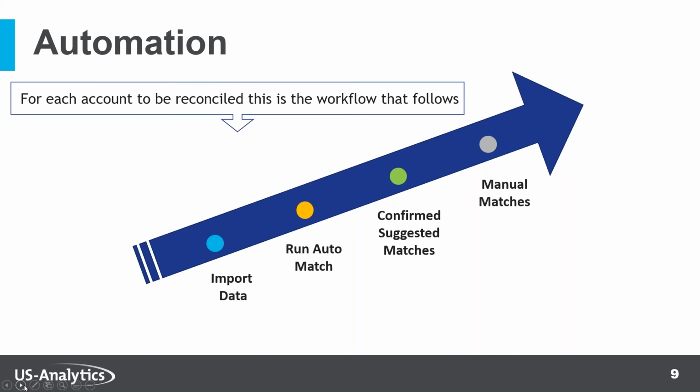For each account that's to be reconciled, it follows this workflow. You import the data, you kick off your auto matching, then you confirm everything that the system automatically matched for you, as well as look at the suggestions that it makes, and you can manually approve or reject suggestions, make adjustments, and then submit it. And then it can get tied into your overall reconciliation profile and then completed.